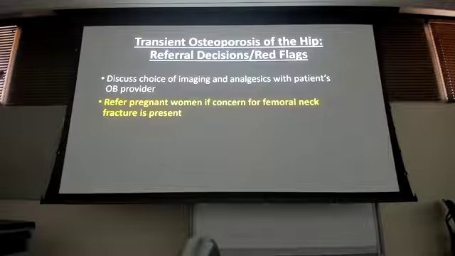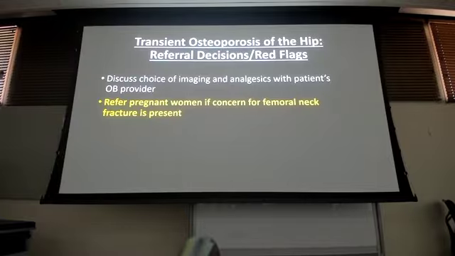I will tell you that I've already admitted I've never seen this in practice, but if you have a concern for a femoral neck fracture, then you need to refer that patient for evaluation. What are you going to do, sir?